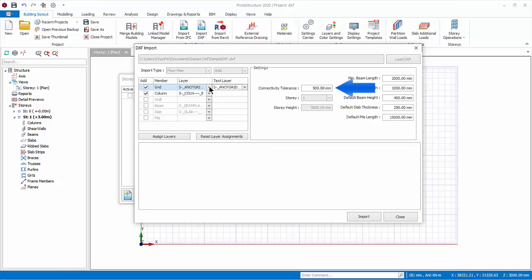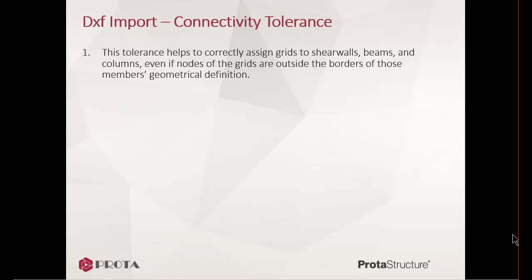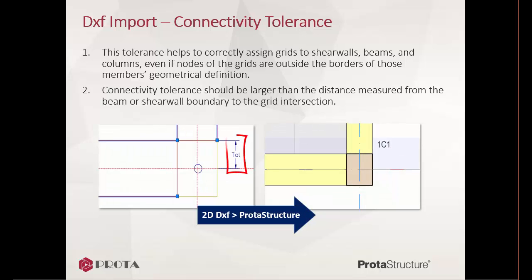Connectivity tolerance. This tolerance helps ProtaStructure to correctly assign grids to shear walls, beams, and columns, even if nodes of the grids are outside the borders of those members' geometrical definition. Connectivity tolerance should be larger than the distance measured from the beam or shear wall boundary to the grid intersection.